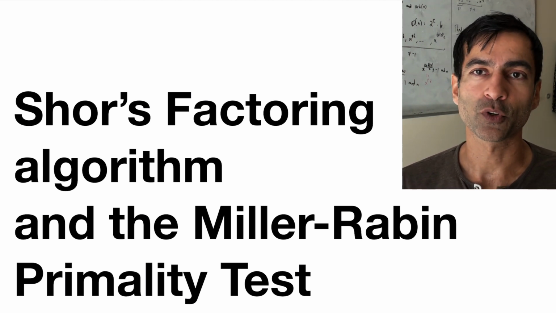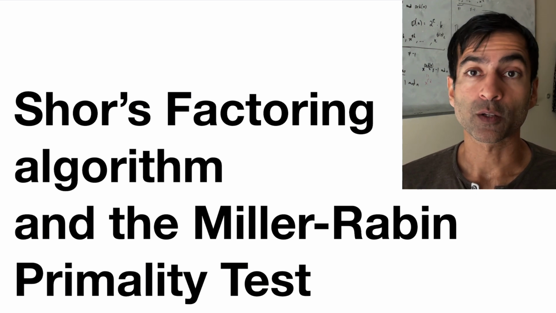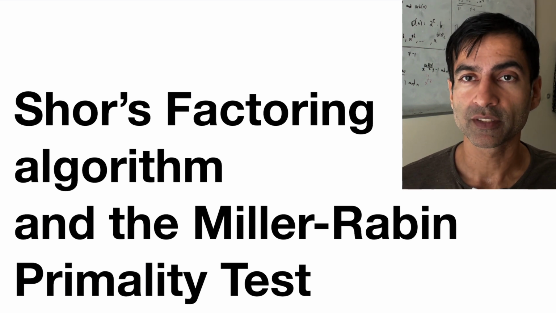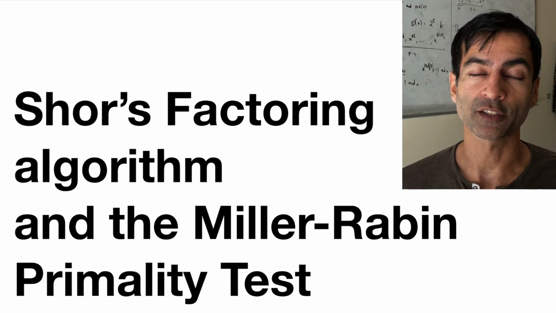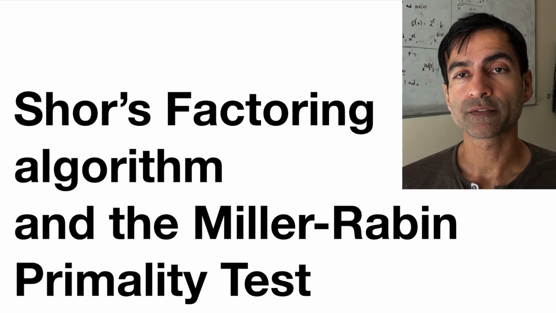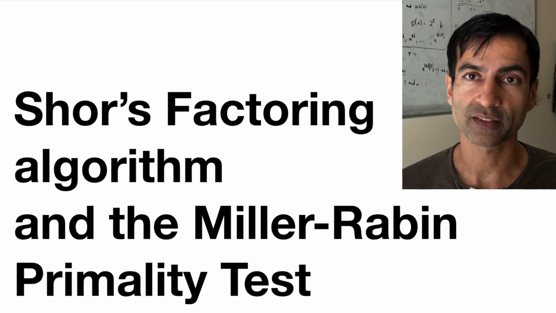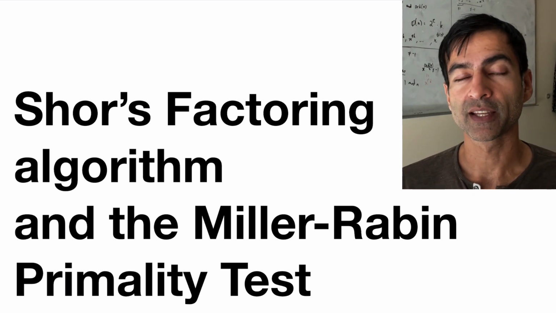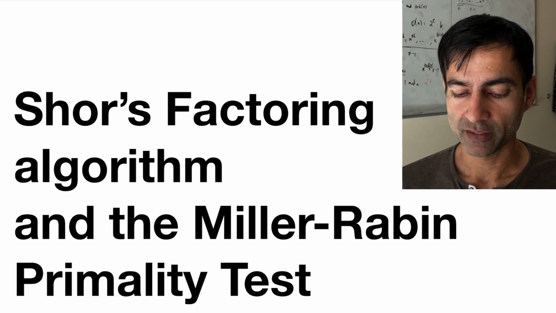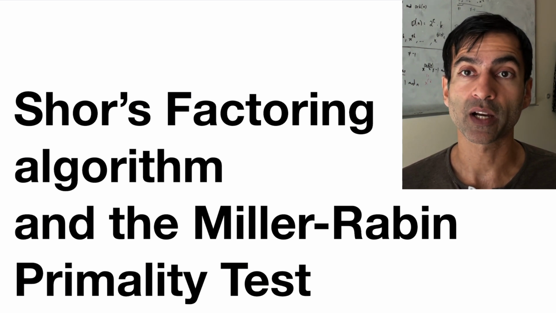And maybe the most important one of them is factoring. We do have a quantum algorithm for factoring. So if we had a quantum computer to run it on, then we would be able to factor numbers efficiently. And we also have an efficient algorithm that can test whether a number is prime or not, an algorithm for primality testing, which is an easier problem than factoring. In this video, I want to discuss how these algorithms work and why they work.